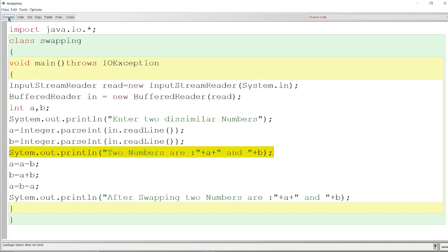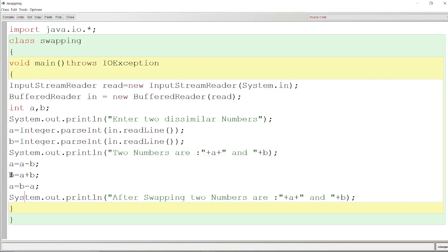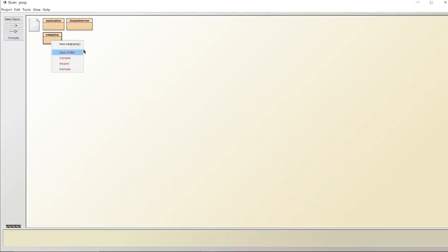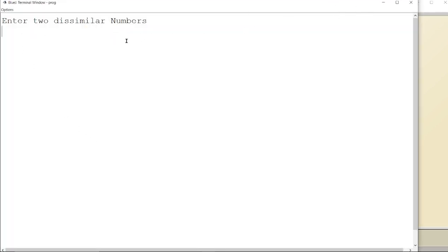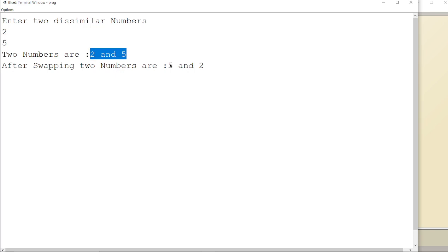Now let me compile. System.out.println. Oh sorry, there I have to write system, not compile, no syntax. Sorry. So now just I should open this. See, enter. Suppose what I have taken in the example, I have taken 2, then I have taken 5. So 2 and 5, and then see, this is 2 and 5, then what it becomes 5 and 2.